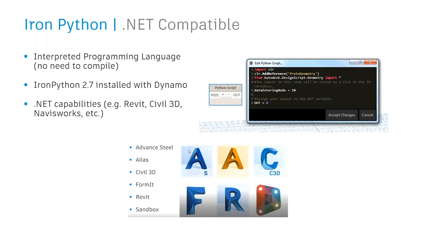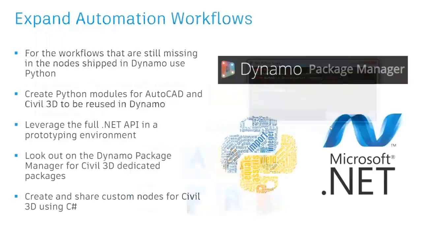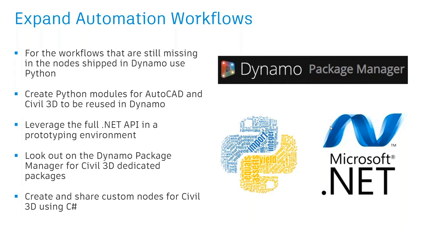It's worth mentioning that Dynamo currently works with these tools: Revit, AutoCAD, Civil 3D, Alias, and Forma. There is also a sandbox release of Dynamo for testing, if you want to test the latest features. Currently, these are the available tools that work with Dynamo perfectly. Okay, just for your information. If you want to go one step further, as I mentioned, you have Iron Python and .NET, and you can leverage those as well if need be.